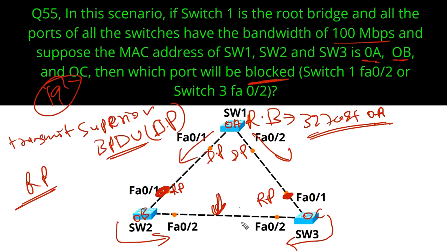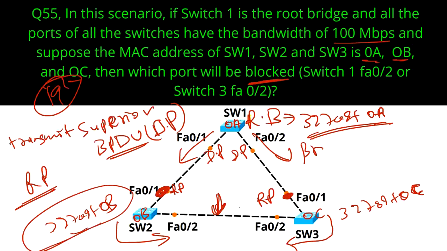Then they will check bridge ID. What is the bridge ID of this switch? The bridge ID of this switch is 32768 plus 0B. The bridge ID of this switch is 32768 plus 0C. Which one is lowest? This one, right? So this switch is transmitting superior BPDU from this port, so this port will become DP. Again, DP is the port that sends superior BPDU, and this other port will be blocked. This port will be blocked. Okay.